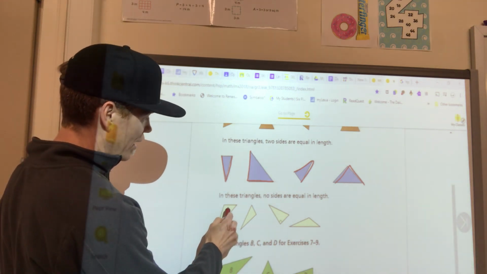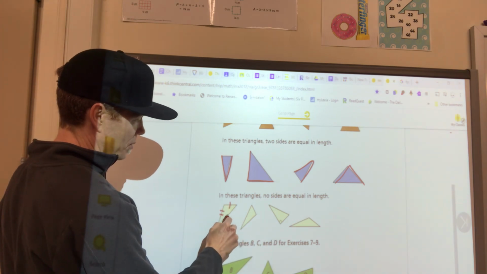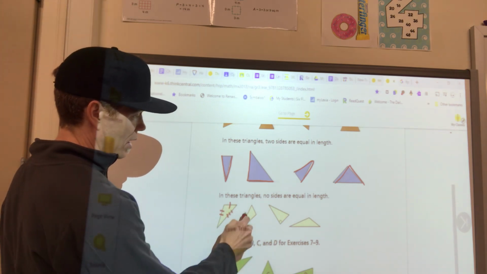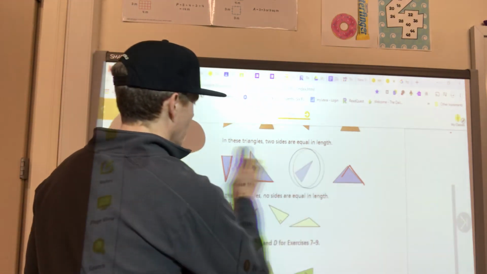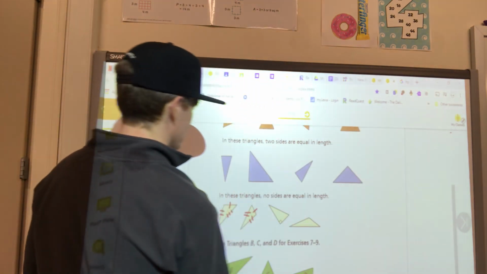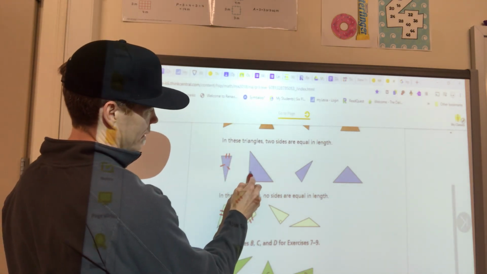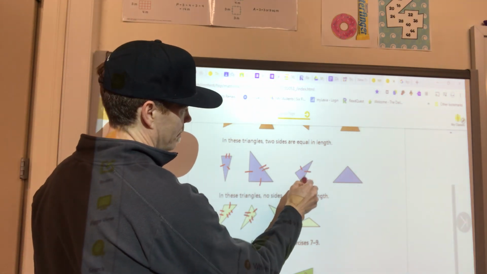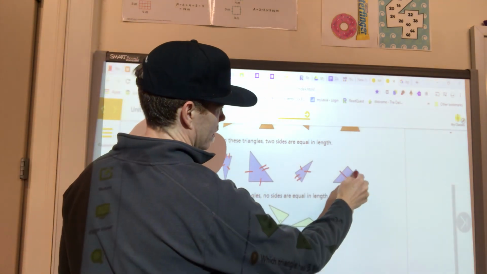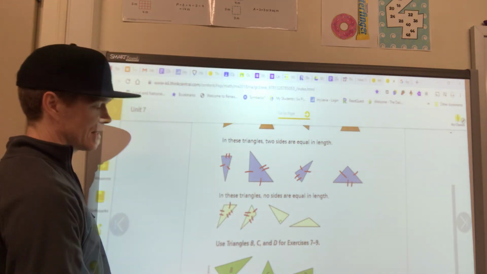And scalene means that all three sides are different. We have these little marks that you place on the sides. So notice these two are the same, that one is different. These two are the same, this one is different. Notice if they're the same, they have the same marking.